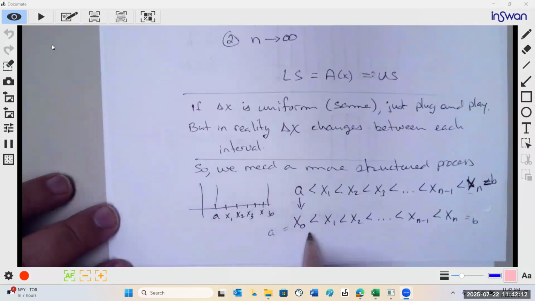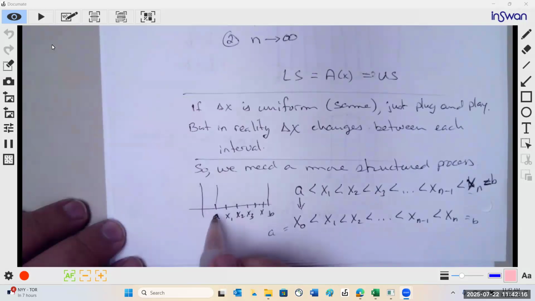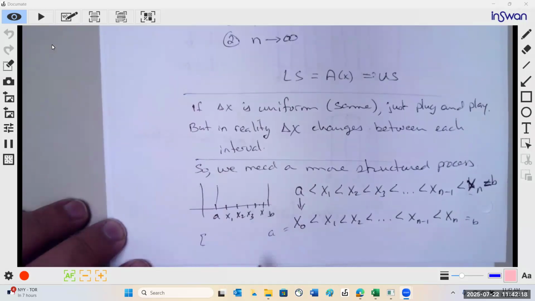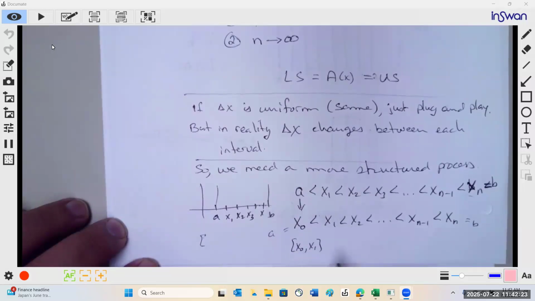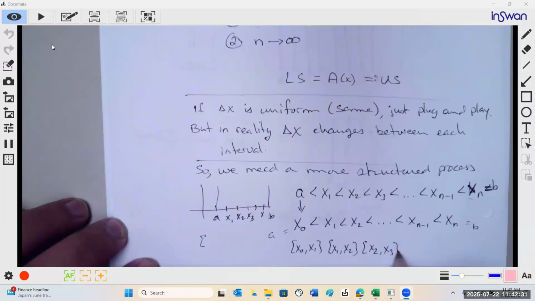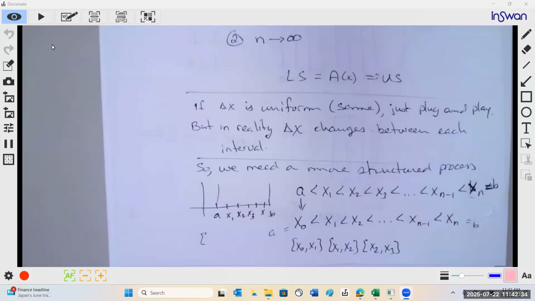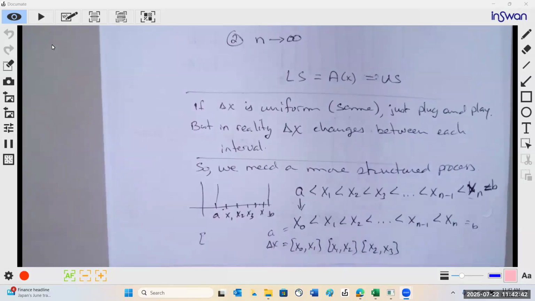So that defines our closed intervals. Remember, each one of these has to be a closed interval. So the first interval is from x sub 0 to x sub 1. The next interval is from x sub 1 to x sub 2, and so on and so forth, x sub 2 to x sub 3, all the way along. So we have those subintervals, and these are our delta x's.